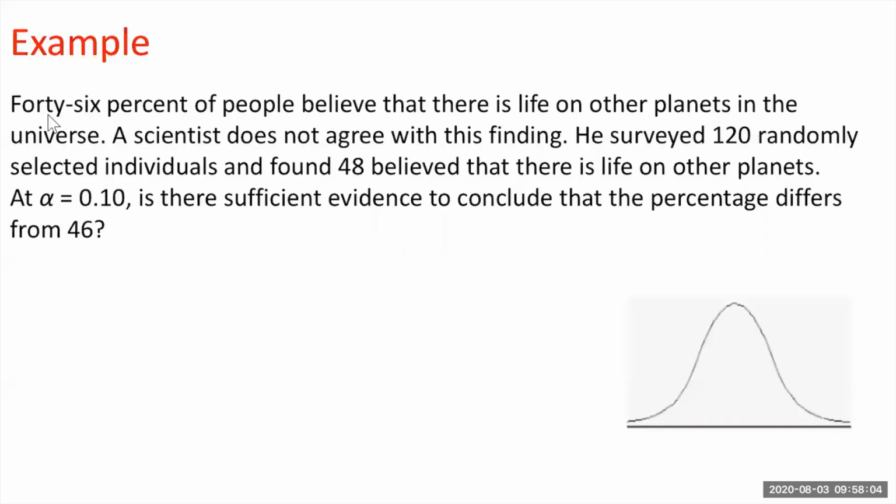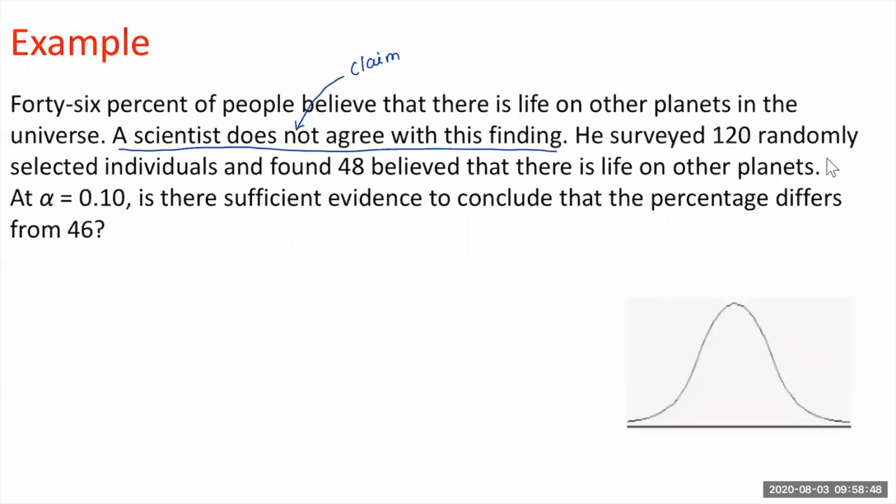Let's check an example. 46% of the people believe that there is life on other planets in the universe. That's the information about the population. A scientist does not agree with this finding. So her claim is that 46% does not believe in this. The scientist does not believe this. This is the claim. We need to test that claim.